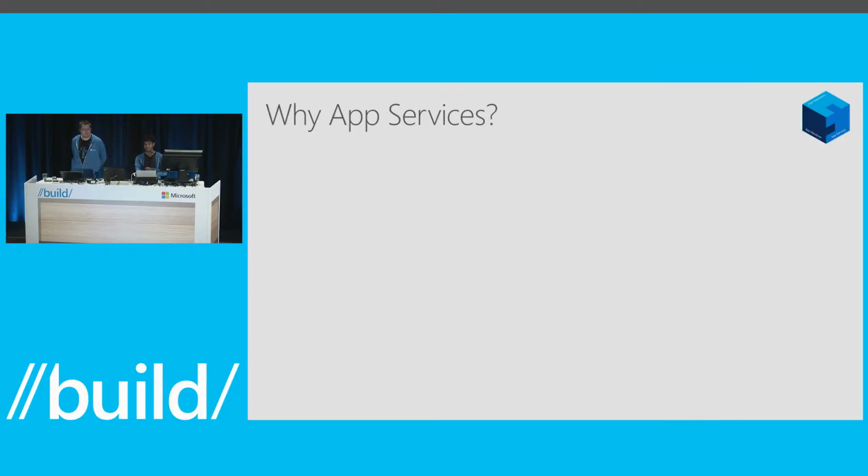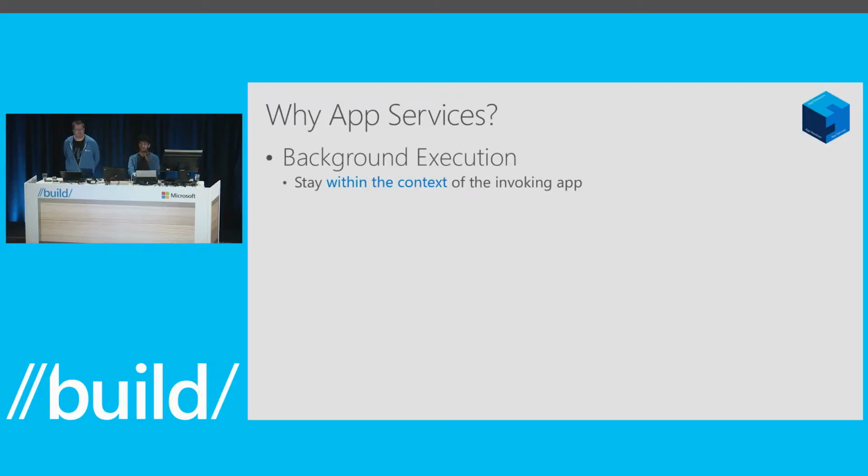So why would you want to use app services? Well, first, background execution was awesome. With Launch URI, I actually had to show the pixels of the other app. But a lot of the times, I want to keep the user within my context, but still exchange information. And that's what app services are really, really good for.